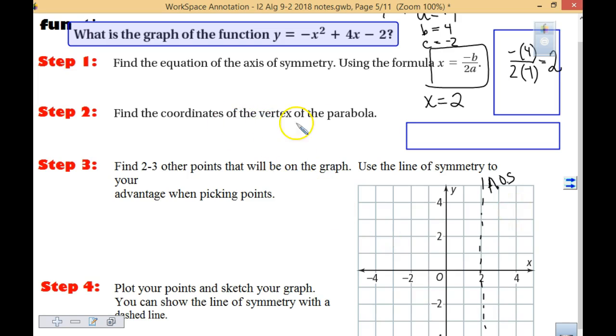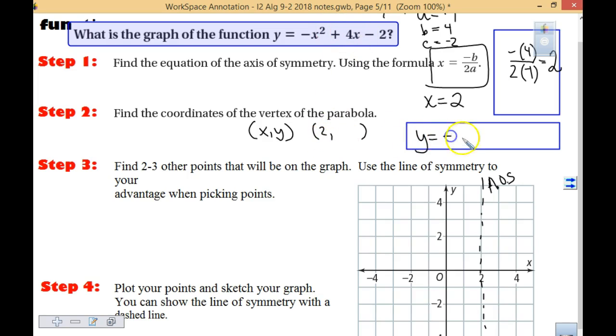So now it says, let's find the coordinates for the vertex. Well, remember, the vertex is an x, y coordinate. You just found the x is 2. How do we find the y? You go back to your original equation. In that original equation, you are going to replace every place where there is an x here with 2.